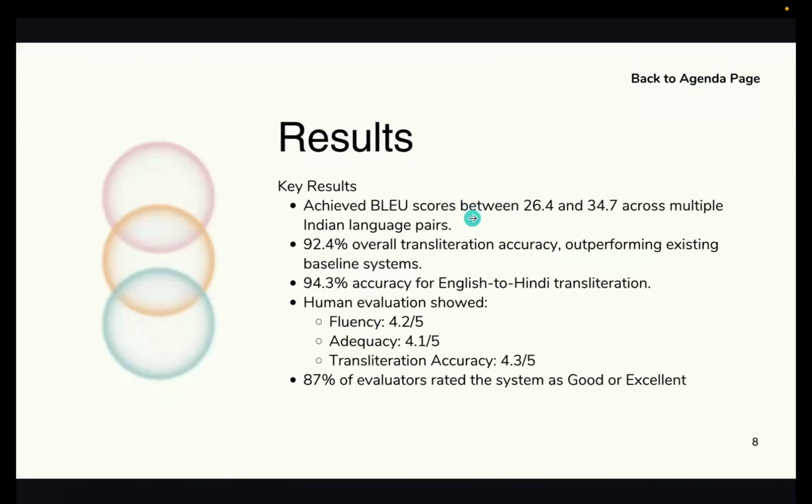So the results: our framework achieved encouraging results. The translation BLEU scores ranged from 26.4 to 34.7 across different language pairs. And for transliteration, the system achieved an overall accuracy of 92.4%, with 24.3% accuracy for English to Hindi and Hindi to English transliteration. Human evaluation showed good performance, with an average fluency score of 4.2 out of 5, and 87% of evaluators rated the system as good. So these results demonstrate the effectiveness of the hybrid approach.